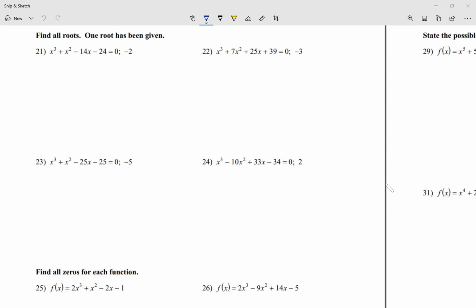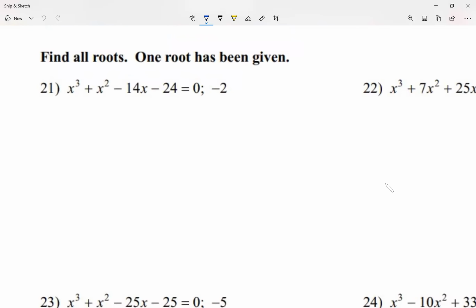Factoring sometimes is not possible. Sometimes it is, sometimes it is not possible. And we also learn synthetic division. Okay, so here I'm gonna find all the roots. One root has been given.